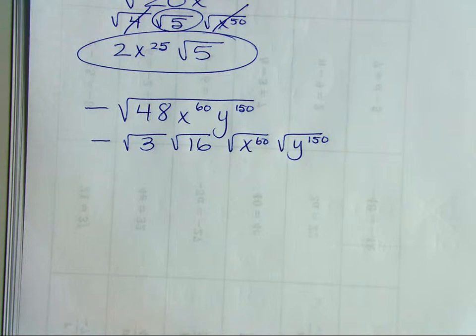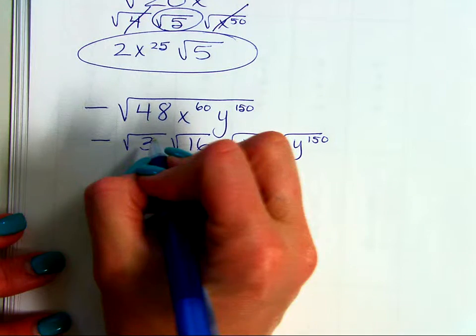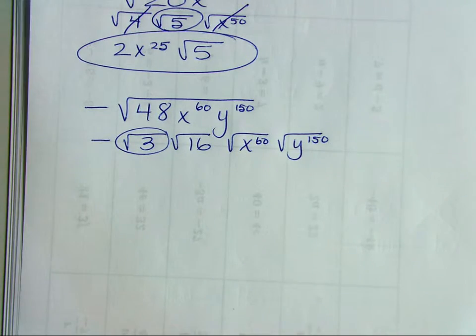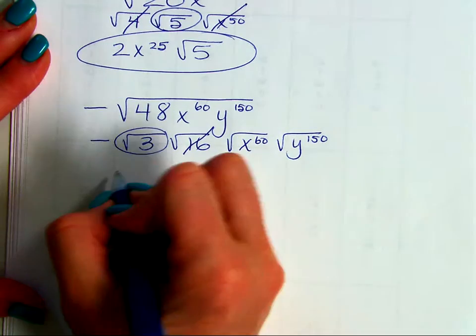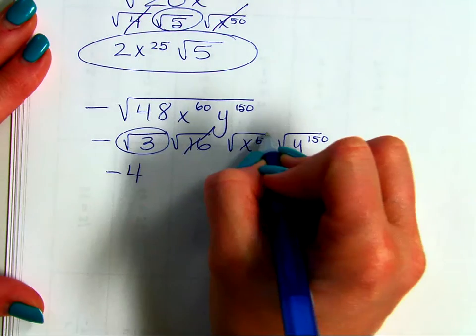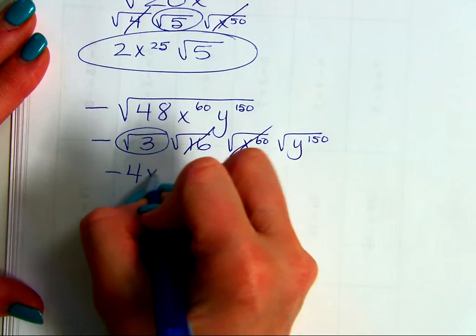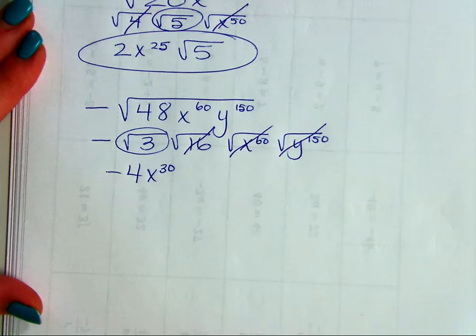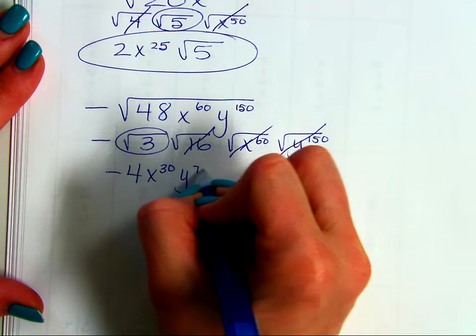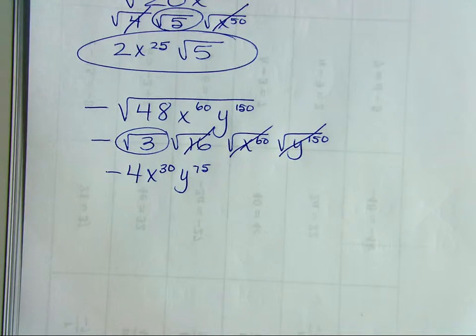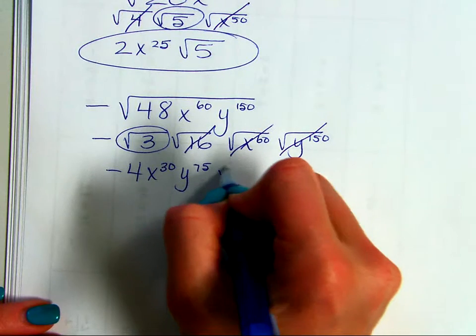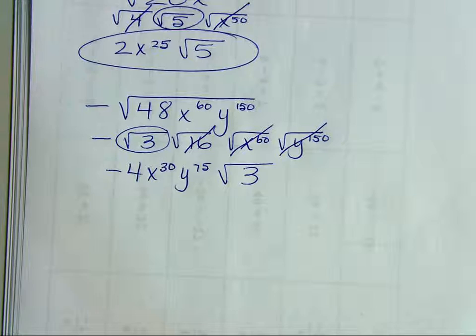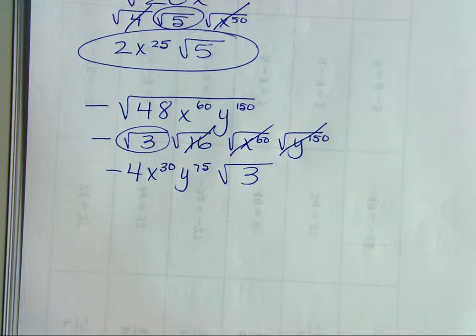Then I go through and either circle or slash. That's what I call it. Circle it if it stays, slash it if it's a perfect square. So this is going to stay. Nothing can come out of that. 16, the square root of that is 4. The square root of x to the 60th is? Yep, x to the 30th. And the square root of y to the 150th is y to the 75th. Then I go back and my eyeballs look for any circles, because those are the things that have to stay. And those things go at the end. Think you got it? Okay, this really is not that bad.